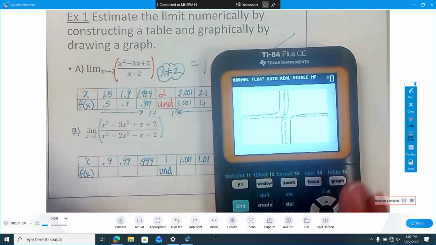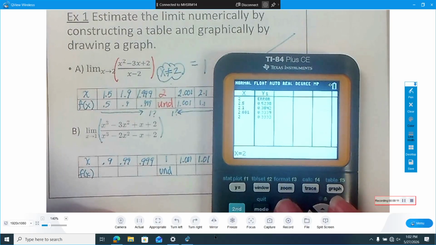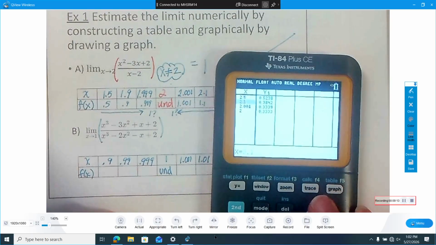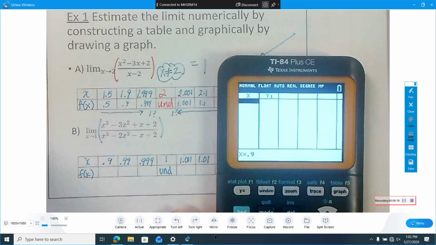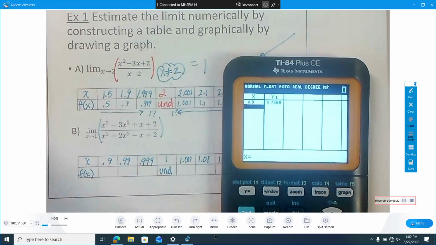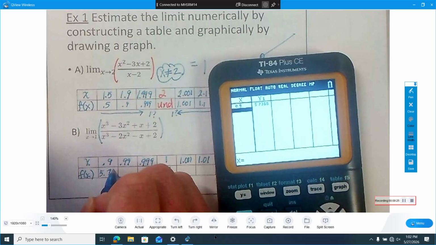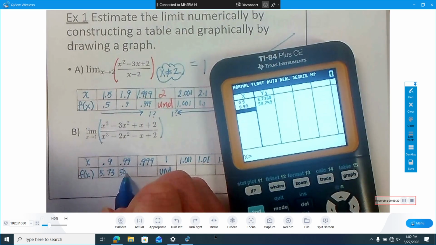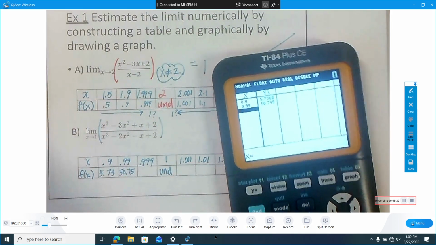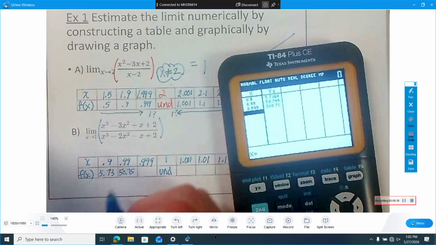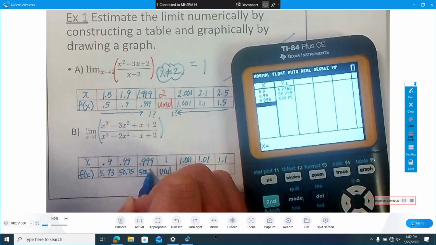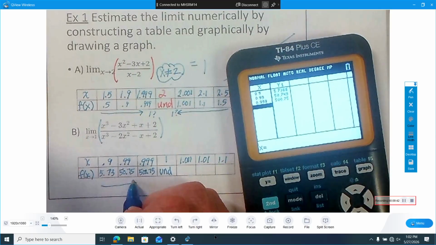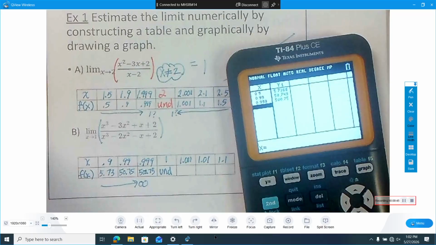And so once again, I'm going to go back to my table, and I can delete all my values. And I'm just going to go ahead and plug in these guys now. Plugging in 0.9, I get 5.73. 0.99, oh, 50.75. 0.999, oh, 500. Look at what is happening, you guys. It's getting very, very large. Can we assume that it's getting higher and higher to positive infinity?